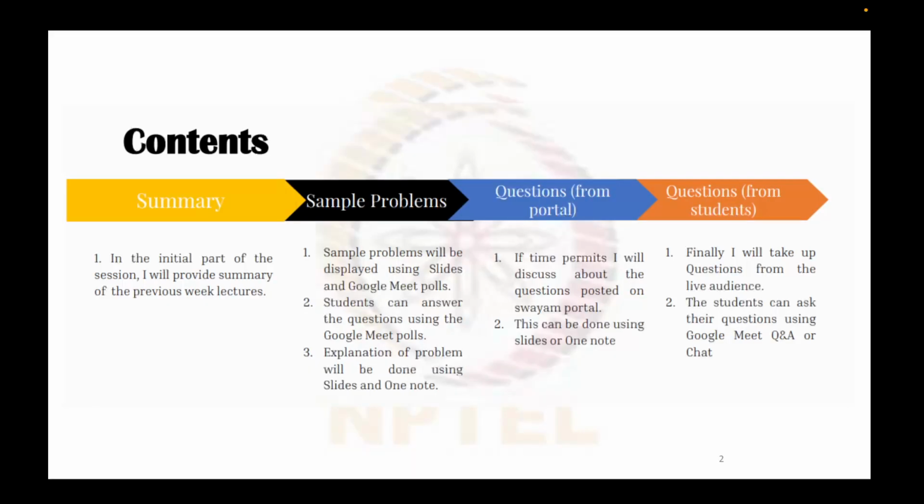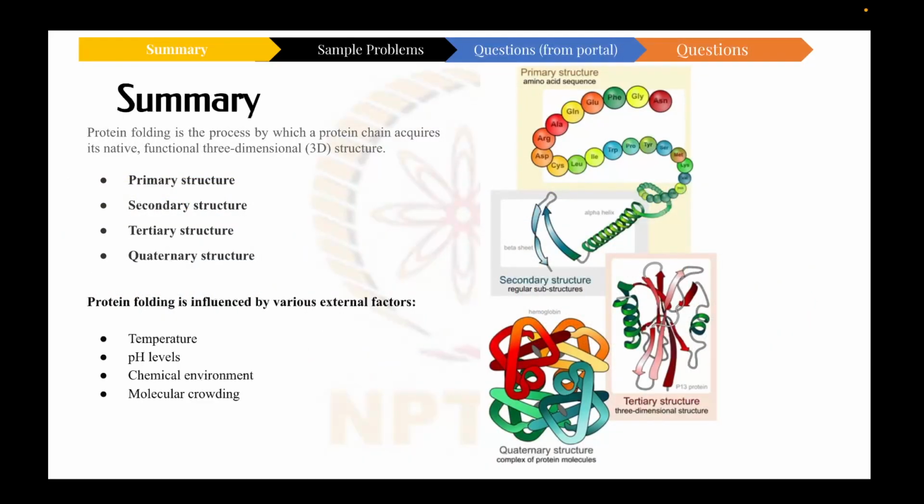In this, I'll discuss the summary of the weekly lectures, followed by some sample problems along with the questions of the portal. So to start with, I wanted to start today with protein folding. Protein folding is a process by which a polypeptide chain folds to become a biologically active protein in its native 3D structure. Protein structure is crucial to its function.